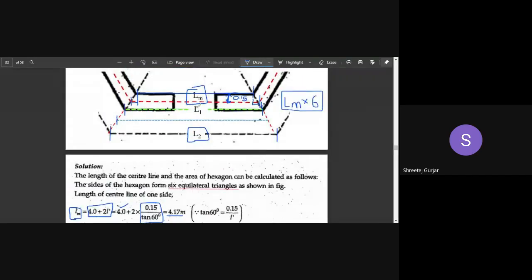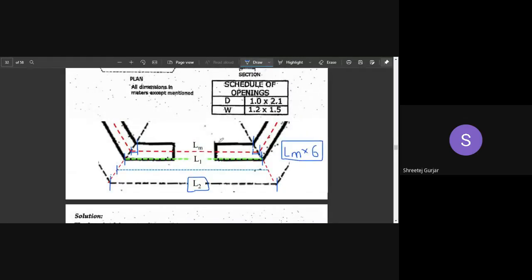Next, moving on, we need to calculate for L1. Similarly, 4 meters, which is the inner distance, plus 2 into, only this value is changing. How did you get 0.3? From this inner surface, we are moving up to L1. What is this thickness? This thickness is 0.3, the wall thickness. So that is 0.3 divided by tan 60, which will give you the total out to out wall length. Into 6 if you do, you will get the total out to out wall length.